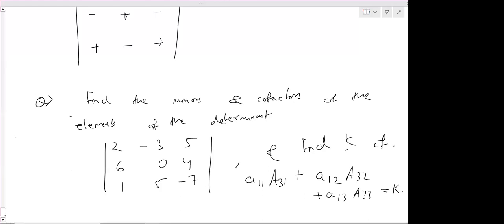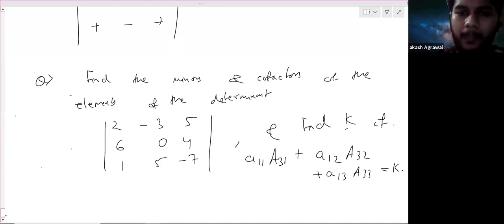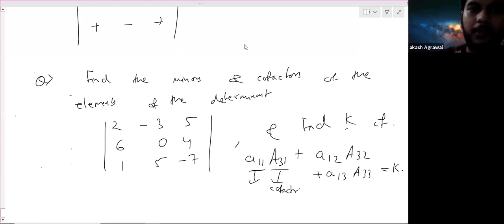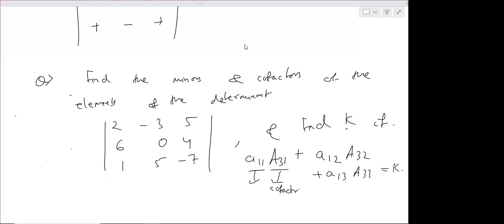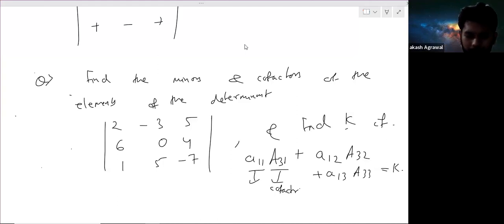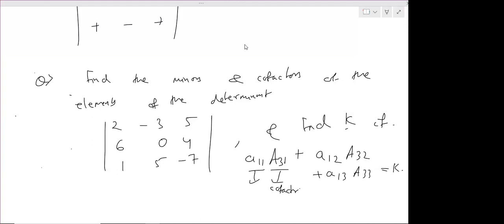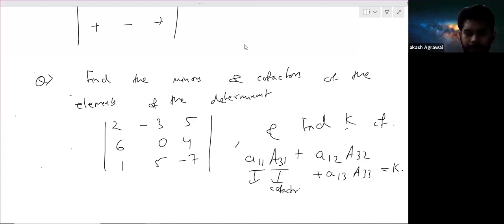All right, everyone? A11 means element A11, A31 means cofactor, right, cofactor A31. The question is clear, everyone? Alisa, Debora, Saad? Yes, sir. Let's solve it. I'll give you a few minutes. Sir, the capital A31 is the cofactor. Yes. Capital A3, okay.